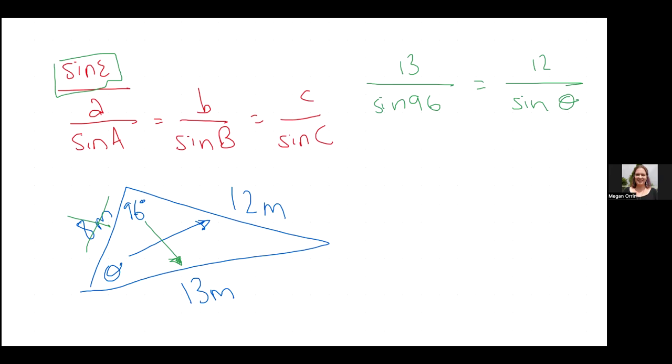Yes, we are cross multiplying. Always, what? I put it the wrong way? What did I do? 13 over sine 96, 12 over sine theta. What's wrong with that? Doesn't matter, because either way you're cross multiplying, you get the same thing, right? It's irrelevant. You can do it either way.